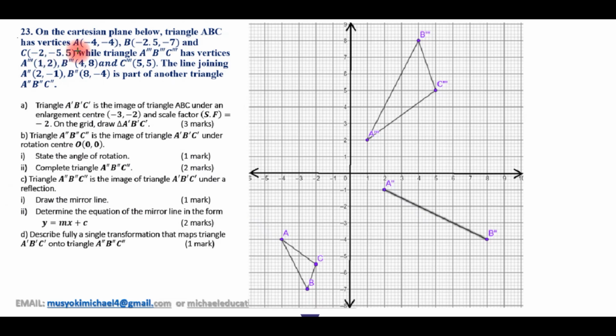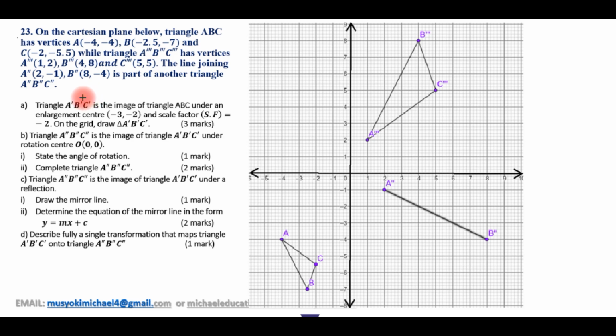Question number 23. On the Cartesian plane below, triangle ABC has vertices as given, while triangle A triple prime, B triple prime, C triple prime has vertices as indicated. The line joining A double prime, B double prime is part of a triangle. So this one is part of a triangle A double prime, B double prime, and C double prime.